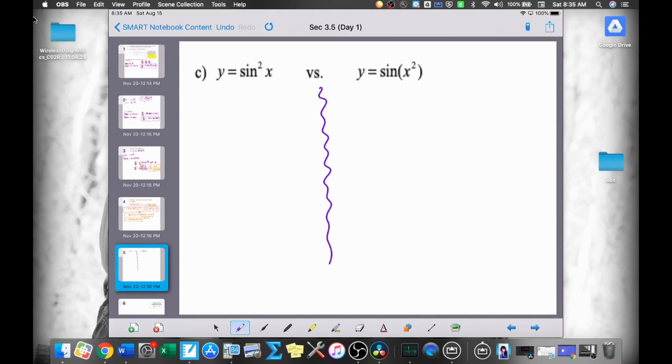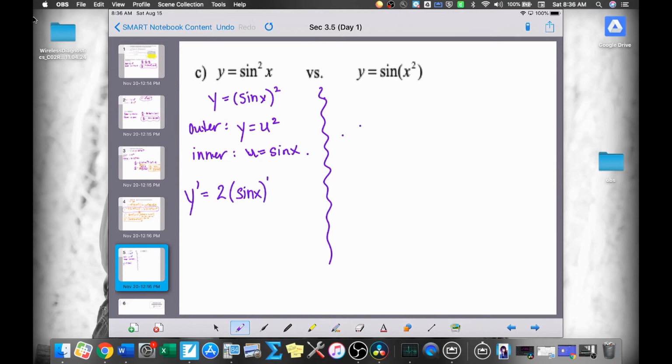y equals sine squared x is really y equals sine x being squared. My outer function is going to be something is squared, right? So u squared. And my inner function then is going to be my sine x, u equals sine x. So when I differentiate this, y prime is going to be equal to, again, start with the outer. So bring down the 2. The inner function stays right where it's at. And then my exponent would become a 1.